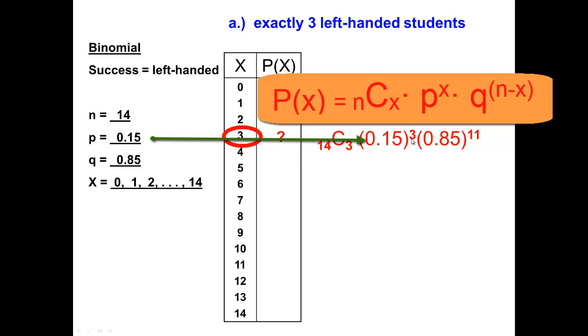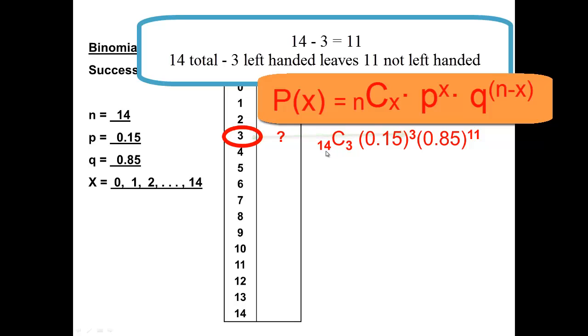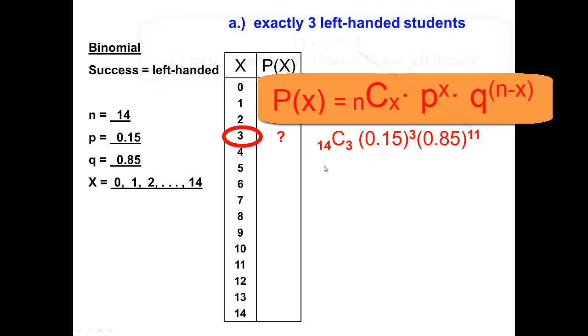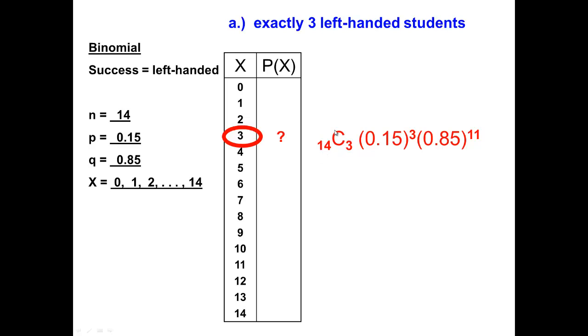We want 3 successes, so that would be 0.15 to the third power, times, well, if 3 of them are left-handed, out of the 14, that would be 14 minus 3, or 11 of the students to be right-handed, and the probability of being not left-handed, not necessarily right-handed, but not left-handed, would be 0.85. So we have 14C3 times 0.15 to the third times 0.85 to the 11th.